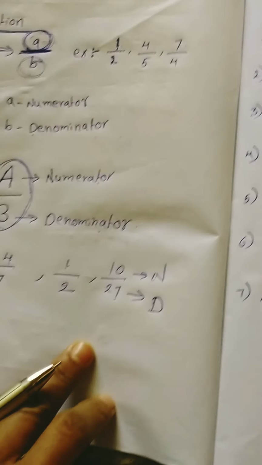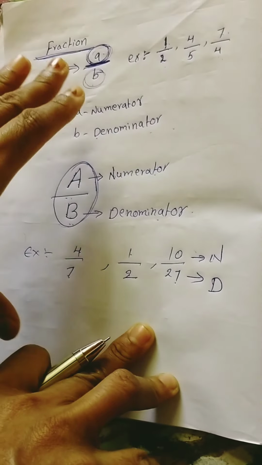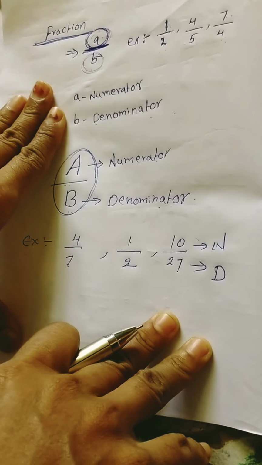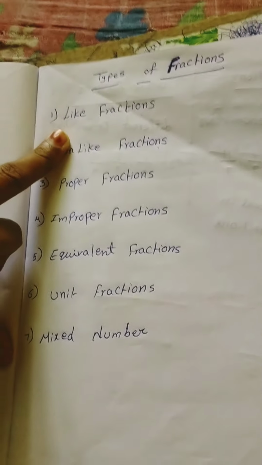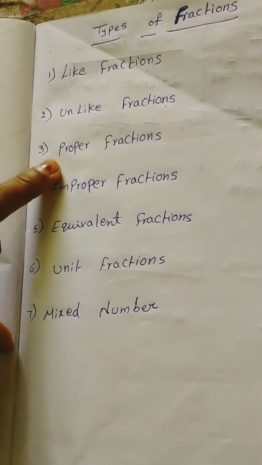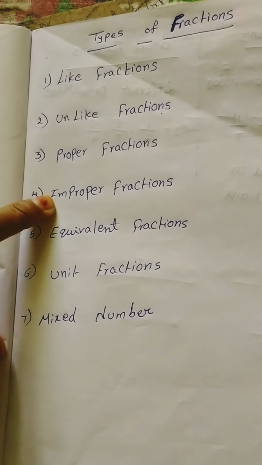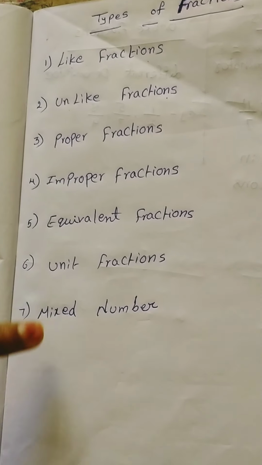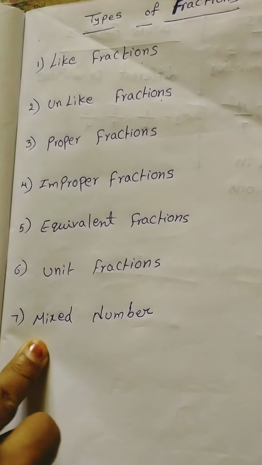Okay, next, this is a fraction. We have many types of fractions, so let us see the types. What are the types of fractions? One is like fractions, unlike fractions, proper fractions, improper fractions, equivalent fractions and unit fractions, and the last one is mixed number.